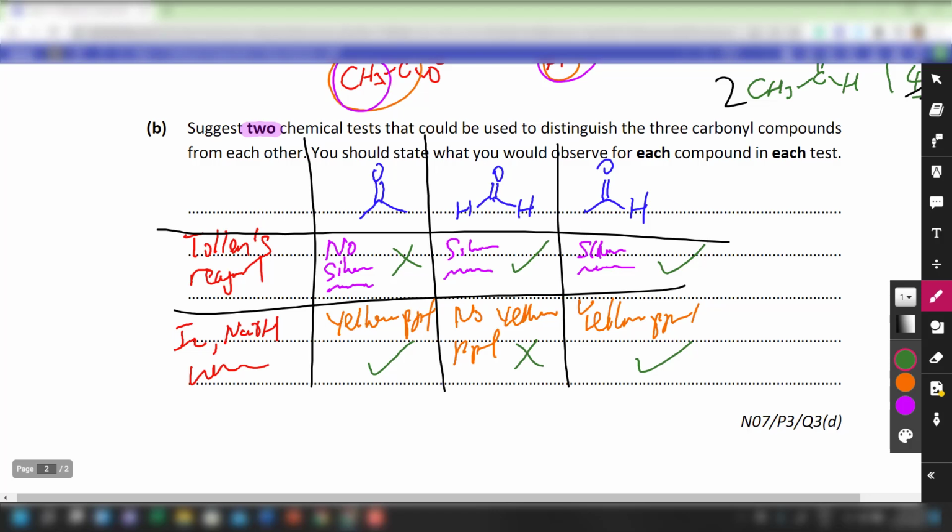So sometimes you need to be a little bit strategic when you plan out the tests to be used to test for your unknown. I hope this will be a useful lesson for everyone. So with this, I have come to the end of the review of in-class exercise 1 for topic 17, carbonyl compounds.